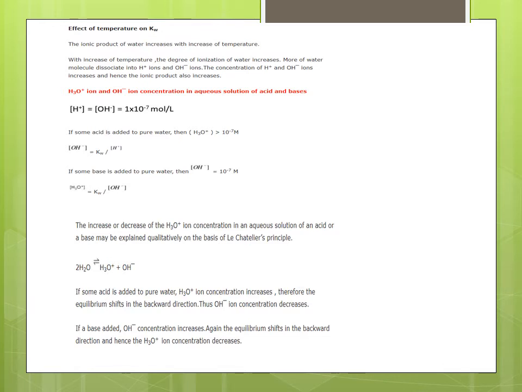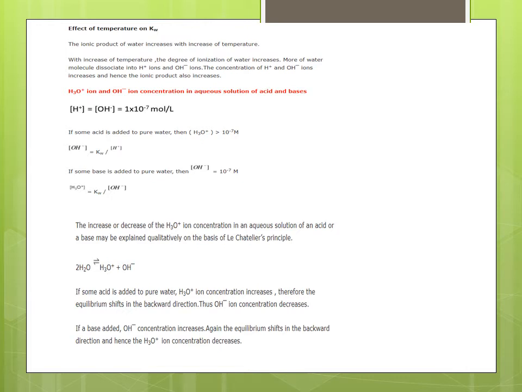Now, effect of temperature on Kw. The ionic product of water increases with increase of temperature. With increase of temperature, the degree of ionization of water increases. More water molecules dissociate into H+ ions and OH- ions. The concentration of H+ and OH- ions increases, and hence the ionic product also increases.